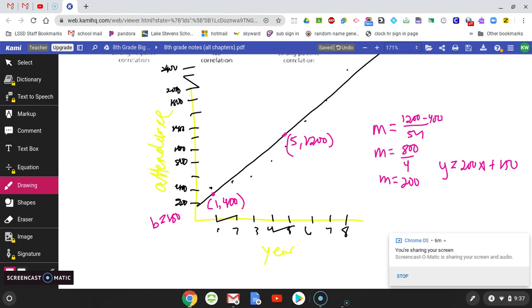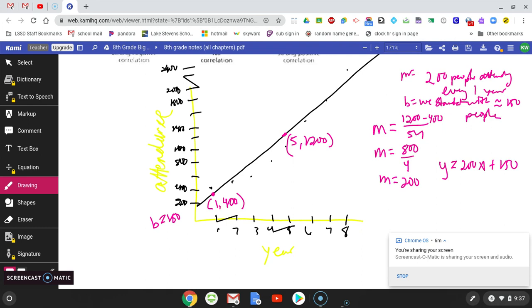If you use a graphing calculator, you can get an exact equation, but again, we're just going to be looking for approximations. So let's see what else it asks us. It says to write the equation, interpret the slope and the y-intercept. So our slope of 200 over 1 tells us that we have about 200 people attending every 1 additional year. So that's what my slope tells me. My y-intercept tells me we started with about 150 people.